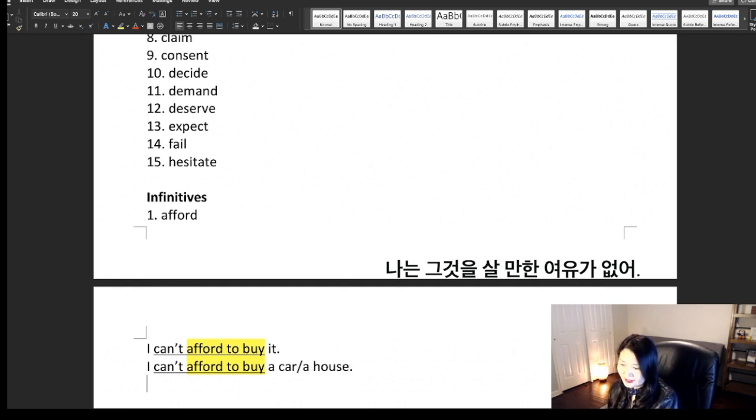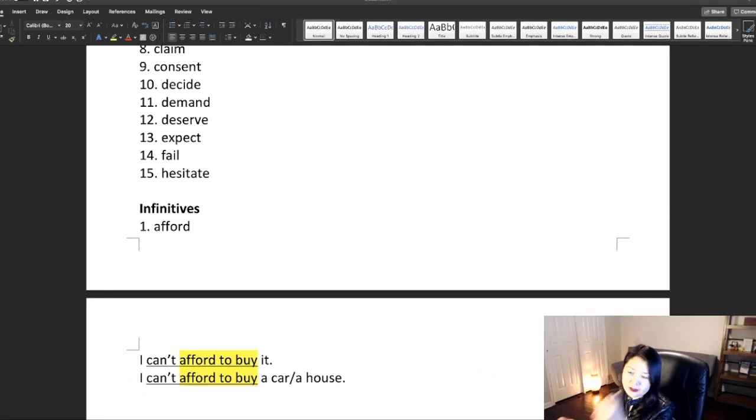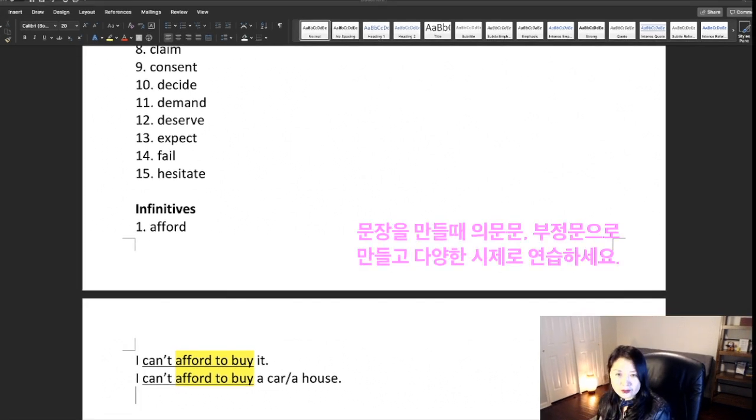Something like that. Alright, so whenever you study English, I encourage you to make sentences, of course. But when you make sentences, you need to try to make sentences using affirmative sentences, negative sentences, question sentences. Of course, you need to use different tenses. You need to use present or past or future, right? So then it's gonna be very helpful to you.